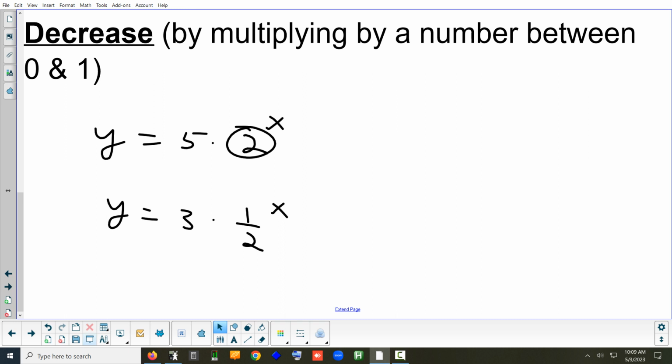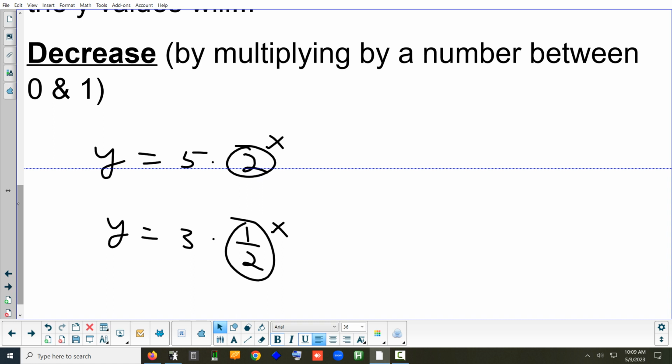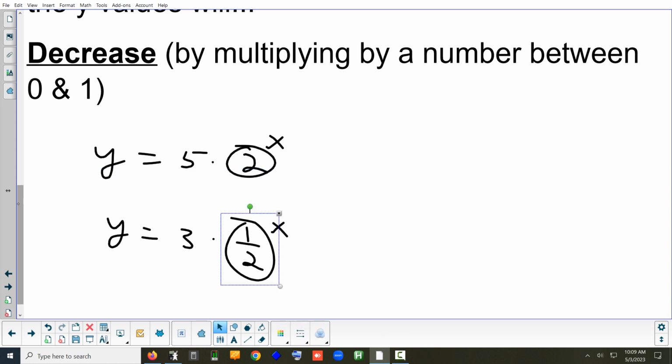This bottom one, what do we call that one? In this case, the b value is between 0 and 1. That's called decay. This is growth. That's decay. And the difference when you sketch them, that one looks like that. It grows, it goes up. This bottom one goes like that. It goes down. So growth, decay.